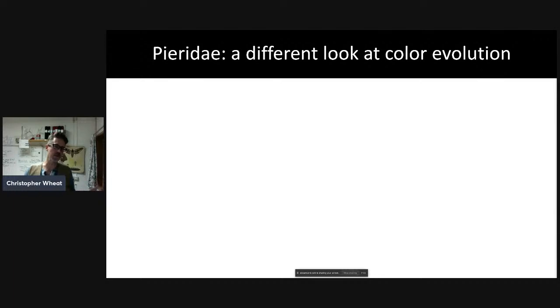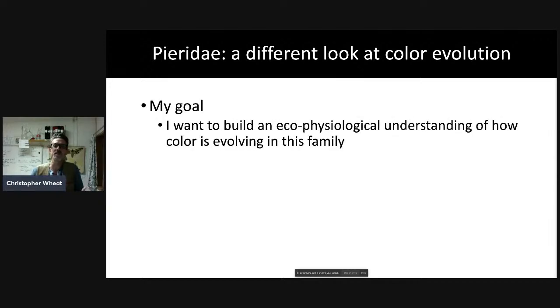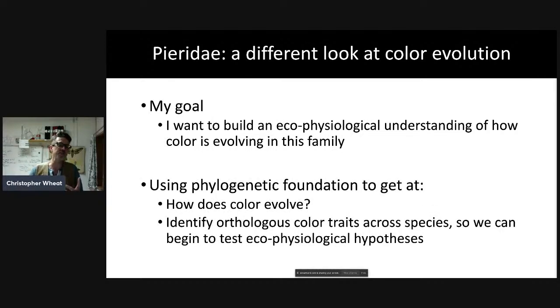So today we're going to be talking about Pieridae, and we're having a slightly different look at color evolution than many people might have been thinking about before this talk started. My goal is to build an ecophysiological understanding of how color is evolving in this family of butterflies. I'm going to be using a phylogenetic foundation to get at how this color evolves. My goal for this talk is to really identify orthologous color traits across species, because once we can establish that, we can then look at all the ecological and physiological differences between these species and ask how that's playing out and interacting with this alternative life history strategy.